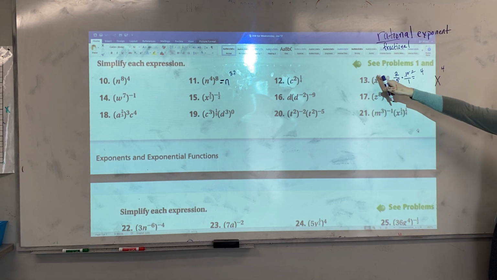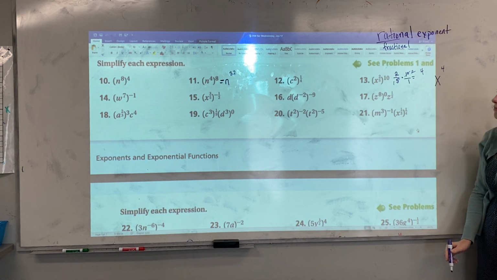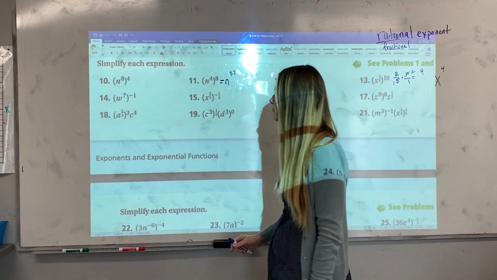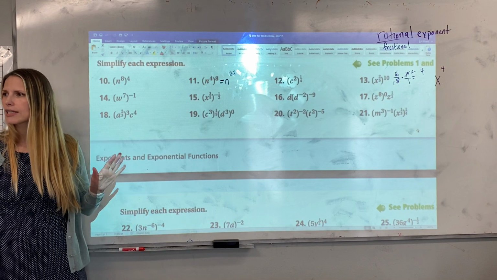Or I could write x to the 2 over 5th times itself 10 times and then add up all the 2 fifths. I think we're good with multiplying. See how helpful multiplying can be? All right, let's do number 15, or do you guys need a second?